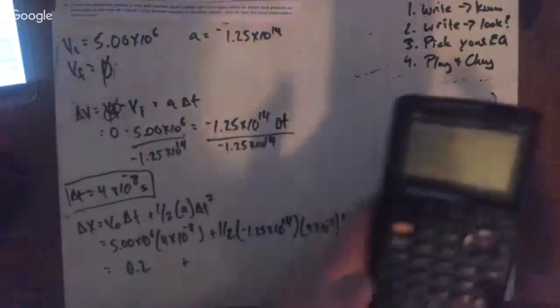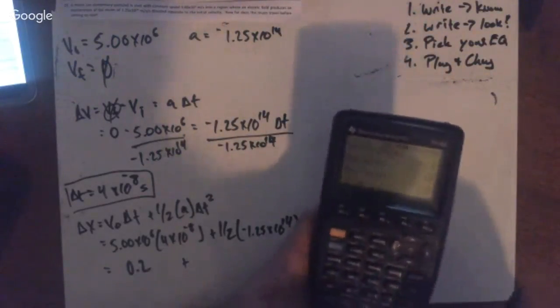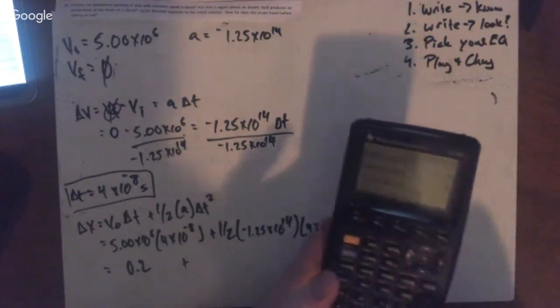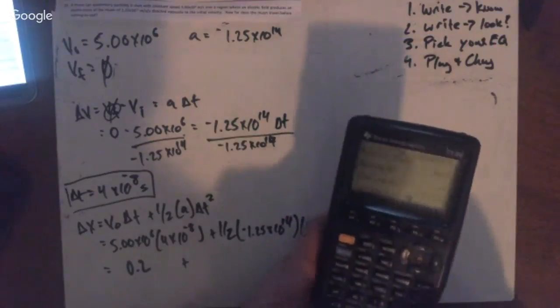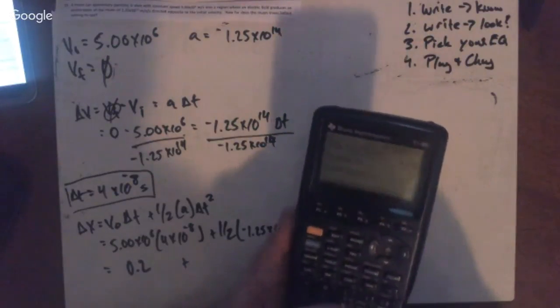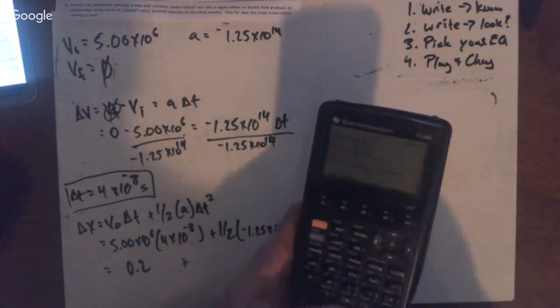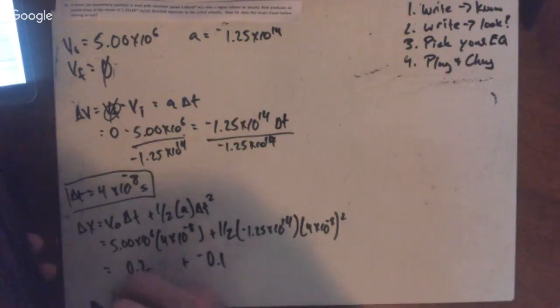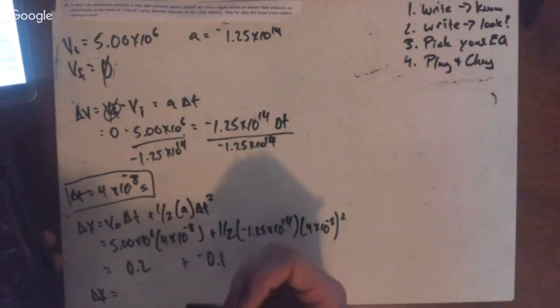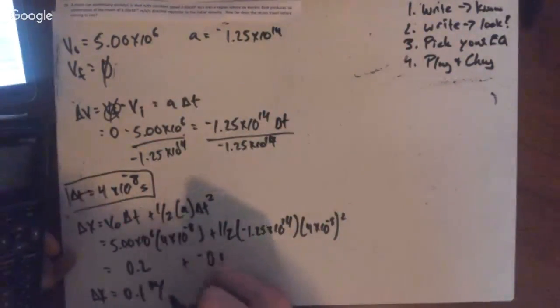0.2 plus negative 1.25 e to the 14 times 4e to the negative 8 times 4e to the negative 8 equals negative 0.2, or times 0.5, minus 1. So our total delta x from our problem is 0.1 meters. Wrote it wrong. Meters. Got to be meters.